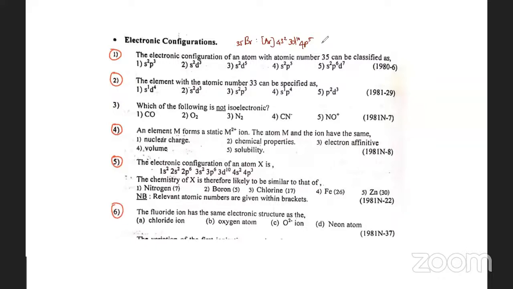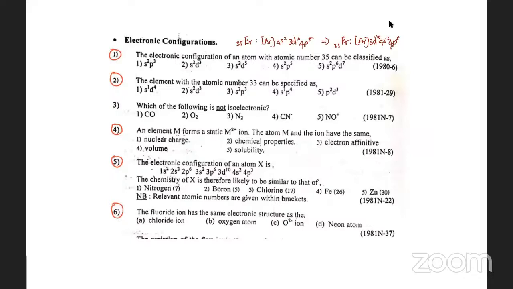And we know we can rewrite it properly. 35 bromine should be rewritten until argon, and then 3d10, 4s2, 4p5. Okay, so 4s2, 4p5 is the answer.